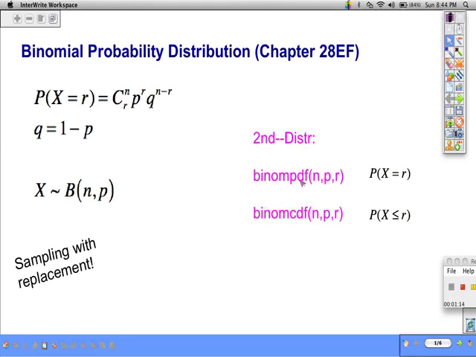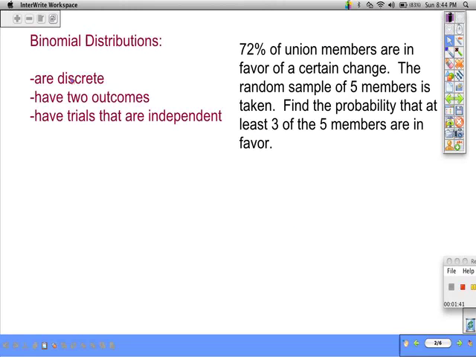The PDF, the probability density function, is when we're finding the probability that X is equal to some number. We can use the cumulative distribution function when we're dealing with the random variable being less than or equal to some number. And to be a binomial distribution, they're discrete, they're countable, they have two outcomes, and all the trials are independent.